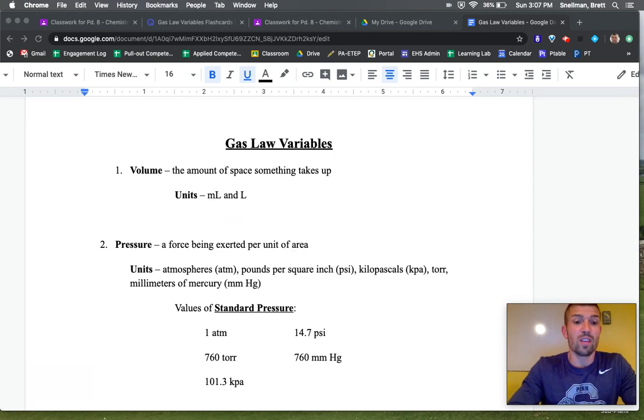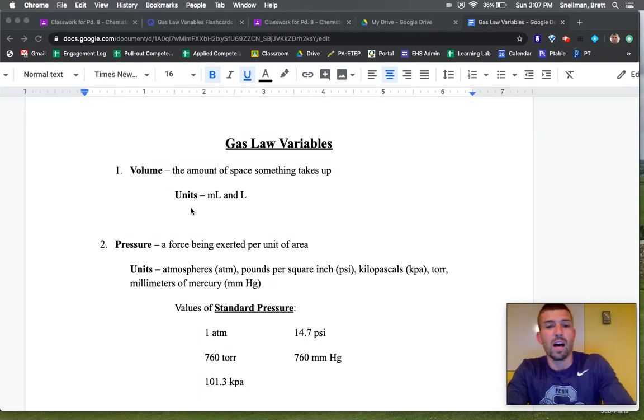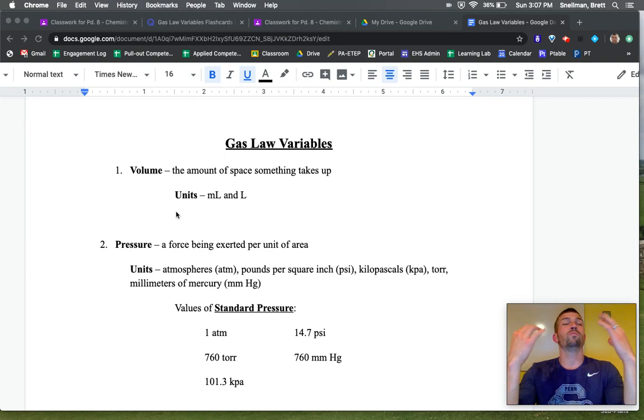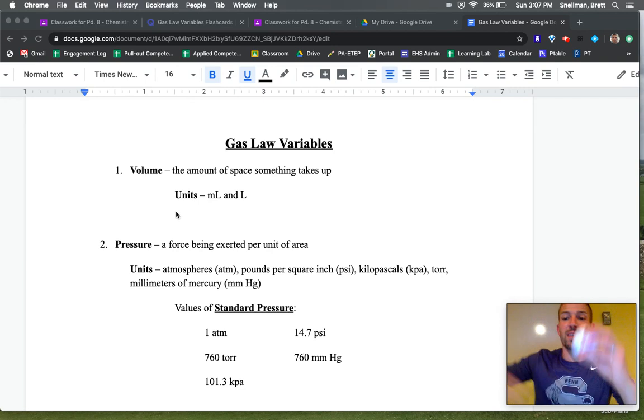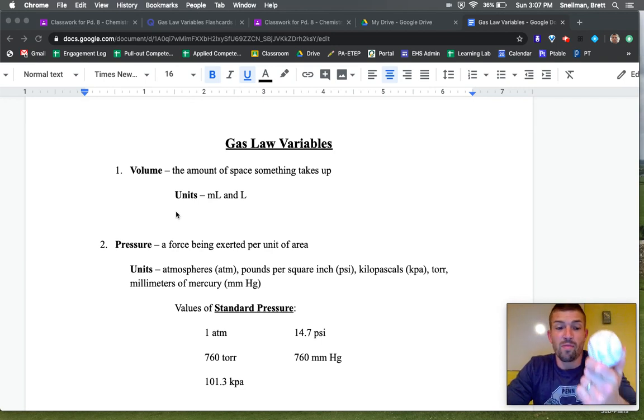So the first thing we've got, let me see if I can turn on my cursor here. No, oh well. All right, so the first thing we got is volume. We've talked about volume 10 different times this year. Volume is simply the amount of space something takes up, right? So if you have a basketball, or let me go to my props here, you have a baseball, the volume would be the amount of space that this baseball takes up, okay? And you could measure that in milliliters and liters.